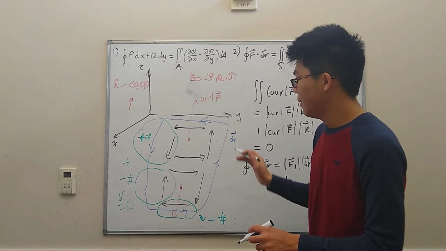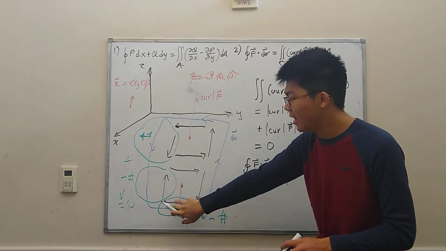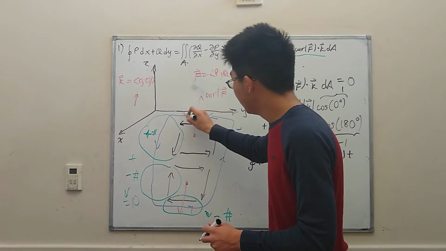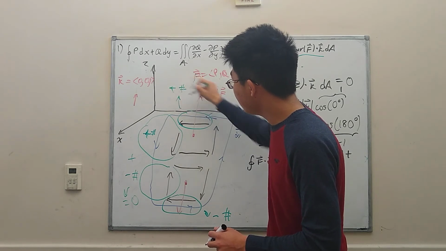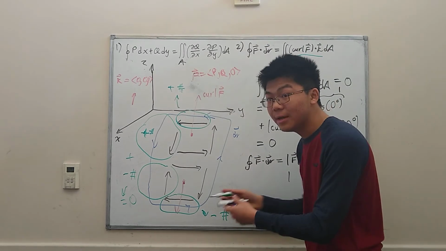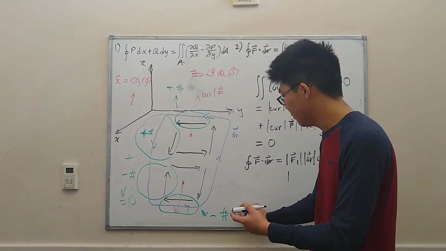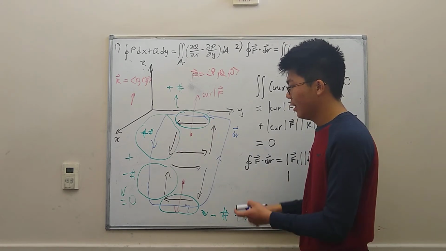And notice, the length of this arrow right here and the length of this arrow are the same. So, in this case, you get a positive number. But in this case, you get a negative number. And because these numbers are the same, when you add up this portion with this portion, you get a sum of 0.